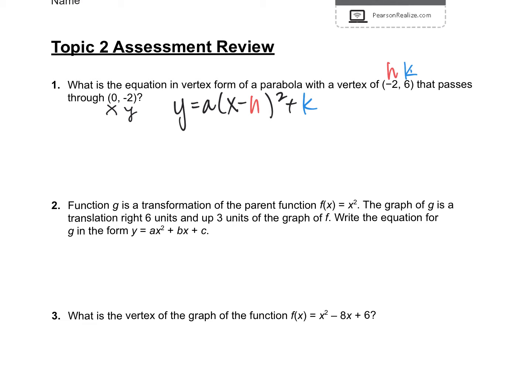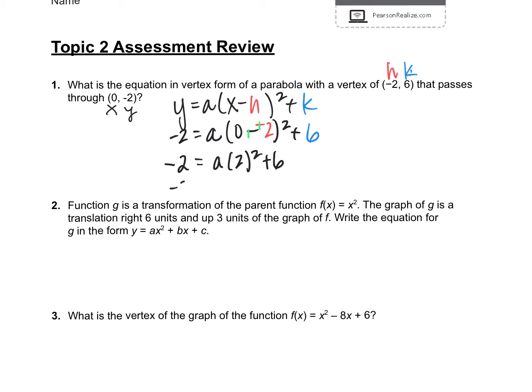And I'm going to plug in the pieces that I know. So y is -2, so I'm going to plug in -2. I don't know a. X is 0. H is -2 squared, and then k is a +6. Then I'm going to calculate. These two negatives in the parentheses turn into a positive, so a negative and a negative are going to make that a positive. So now I'm looking at -2 is equal to a times 2 squared plus 6.